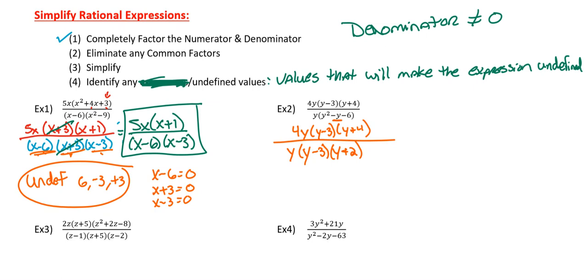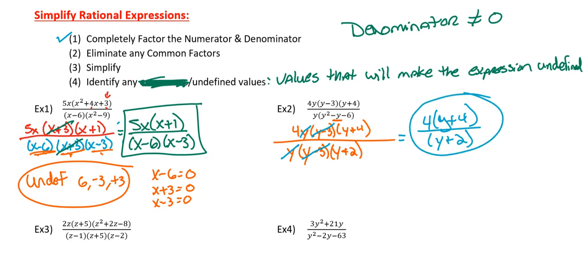So once I have everything factored, I'm going to cross out what I can. What I can cross out this time is going to be my y minus 3's. And I can also cross out the y from the outside there. So what's going to be left as my answer for this is going to be 4, y plus 4. And in the denominator, I just have y plus 2. I don't need the parentheses at the bottom, but I'll keep them there. Not wrong to have them. That's my answer.